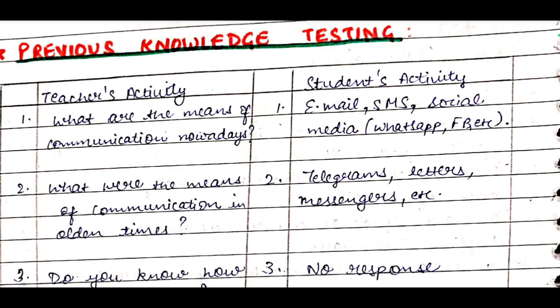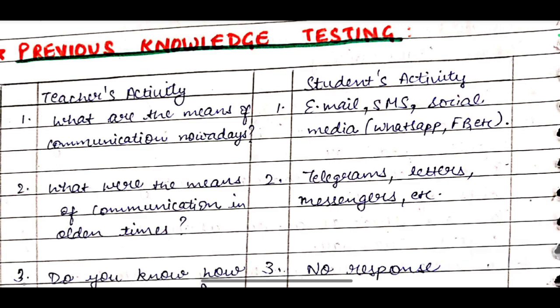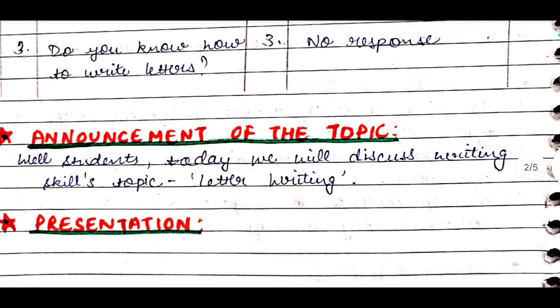The first question is, what are the means of communication nowadays? Students will say email, SMS, social media, WhatsApp, Facebook, etc., whatever they can name. Second question would be, what were the means of communication in olden times? They'll say telegrams, letters, messengers. Third question would be, do you know how to write letters? There would be no response, so we will proceed with the topic.